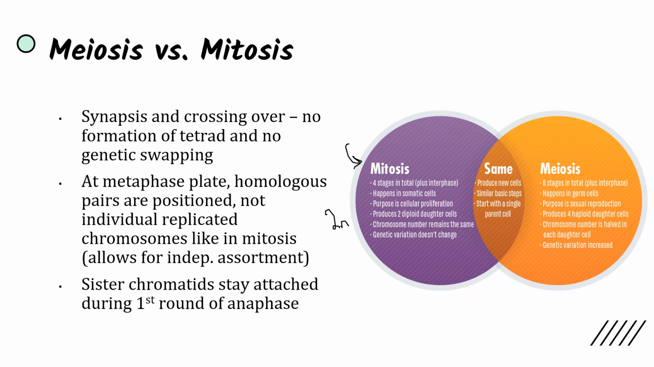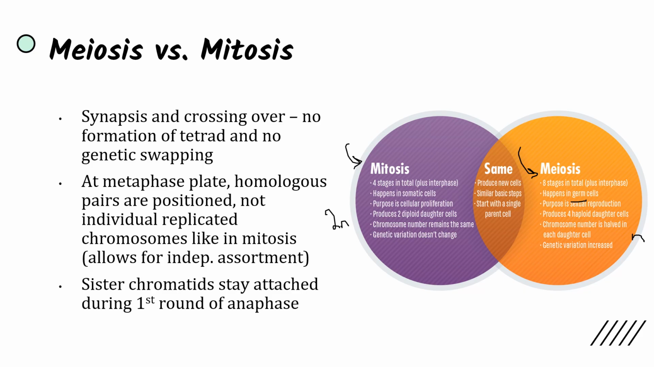Whereas meiosis has 8 stages in total. We're going through 2 rounds. It's happening in germ cells. These are our gametes. The purpose is sexual reproduction. We want genetic variation. We're getting 4 haploid cells. The chromosome number is halved in each daughter cell. We go from 2n to n. And lastly, genetic variation has been increased through crossing over.